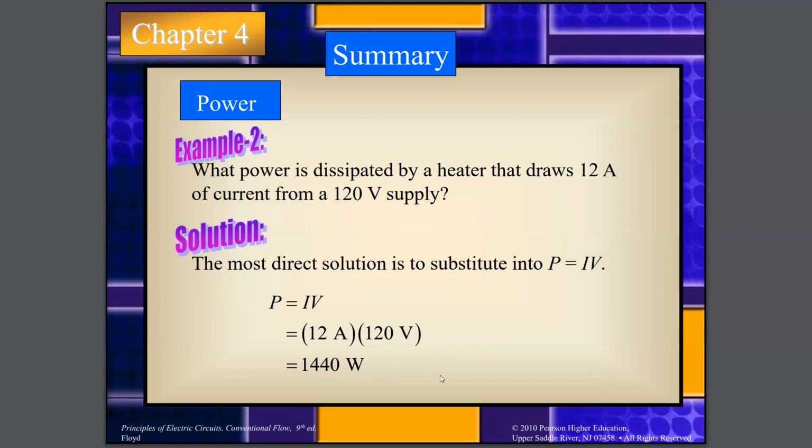Another example, what power is dissipated by a heater that draws 12 amperes of current from a 120 volt supply? So we have a heater, and again, what does a heater do? It converts electrical energy into heat. And we're saying, what is the rate at which the energy is being dissipated? What is the power of that heater? And so to do that, we use the equation power is equal to current times voltage, and we can see that the power of that heater is going to be 1440 watts. Again, remember, power is how fast we use energy, the rate at which we use energy.